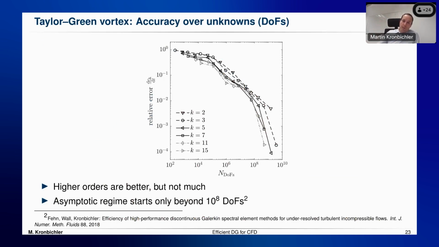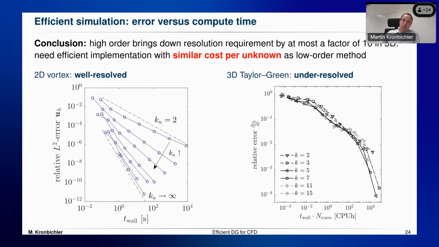And even here, you don't see the asymptotic rates before you go to supercomputer scale, essentially 10 to the 9, 10 to the 10 unknowns. So of course, you really don't see the asymptotic convergence rates. So what we need to do is work on the implementation to have efficiency per degree of freedom. What we really want to do to have efficient high order methods is that the cost per unknown should be similar as in a low order method when you go to high orders. So that's really the important factor.